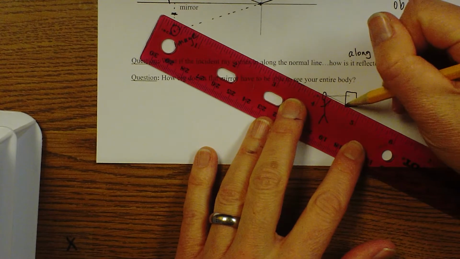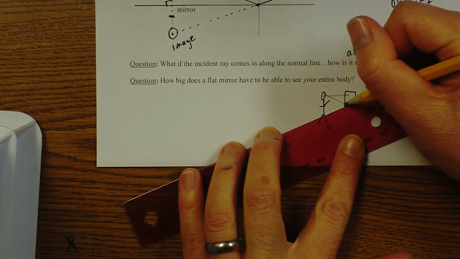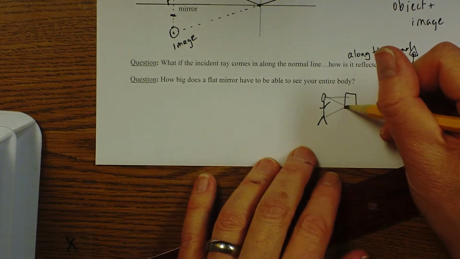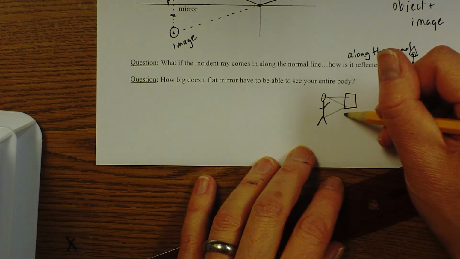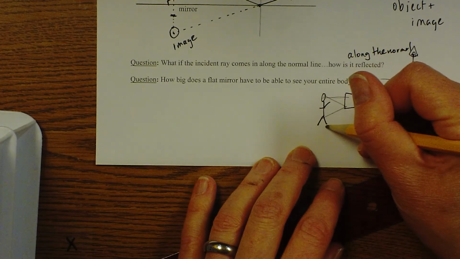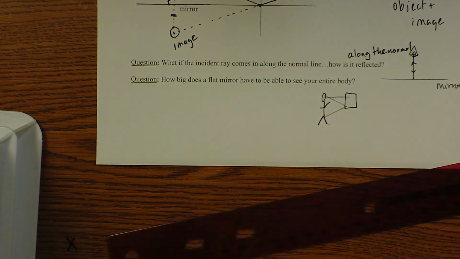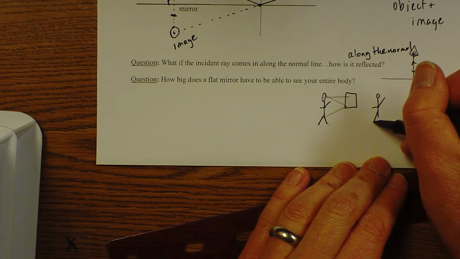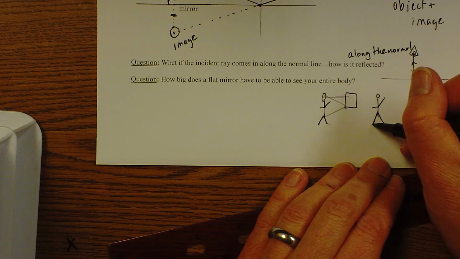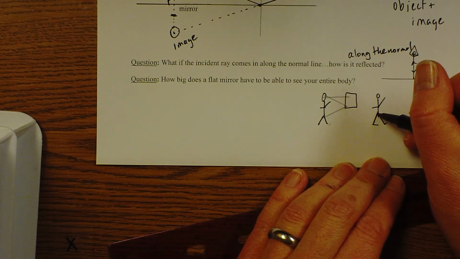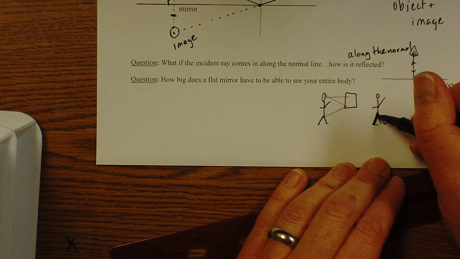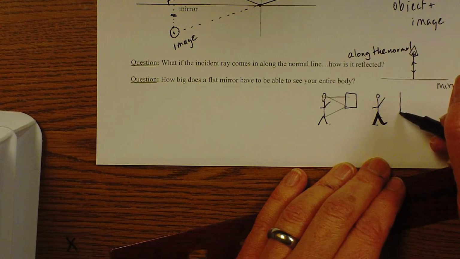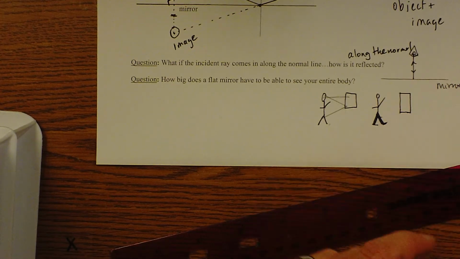In order to be able to see their feet, the mirror has to be long enough so that this angle comes down to the feet. So the way that I've drawn it here, it's not quite long enough. Let me try it again. Okay, so here's my mirror. We'll make it a bit longer.